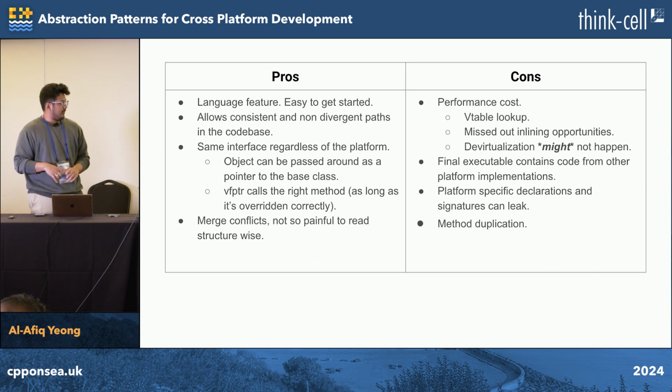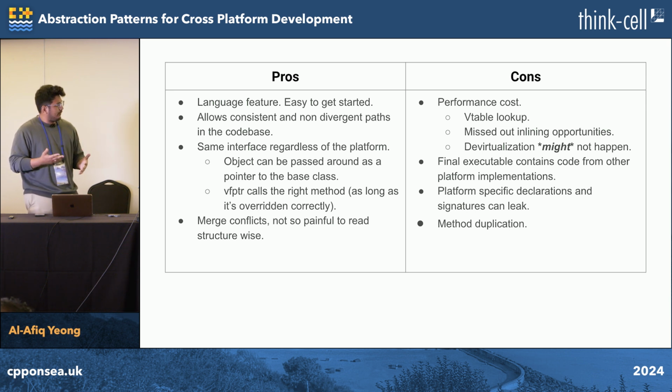Now, with runtime polymorphism, it's a language feature, very easy to get started, right? You can pretty much have a consistent interface, and you introduce non-divergent code paths outside of the library, right? Basically, what it means is that you can pass the object around as a pointer to the base class, and the virtual function pointer just takes care of the correct function call. In terms of merge conflict, it's not so painful because it is self-contained, encapsulated within its own source file. So you only have that file to deal with, and only that platform to deal with.